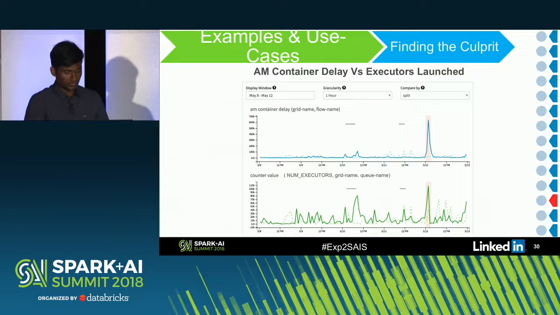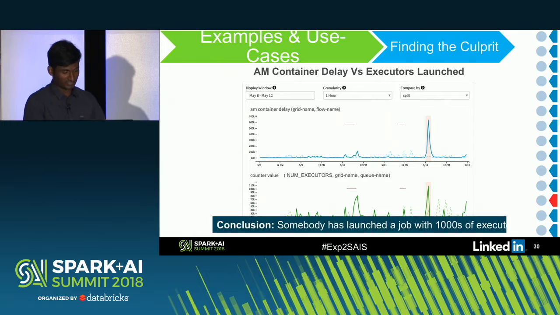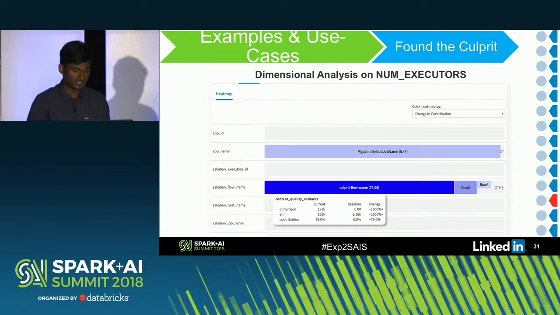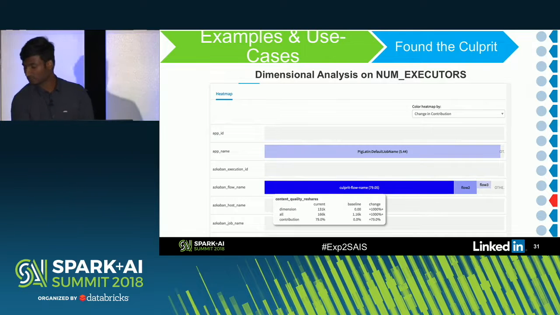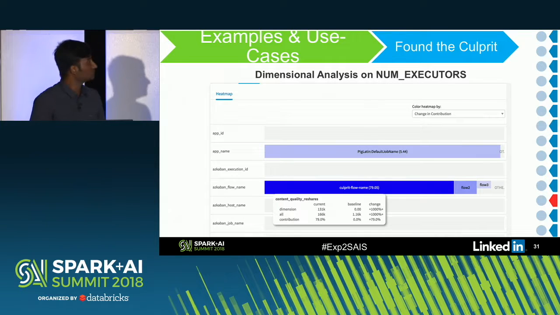What I then want to know is, these specific executors must have been launched by some user, some flow. I would want to know which flow or which job that is. So then I try to do some kind of dimensional analysis on it. Here on the left you see a bunch of dimensions: the application ID, app name, the execution ID, the flow name, and so on.